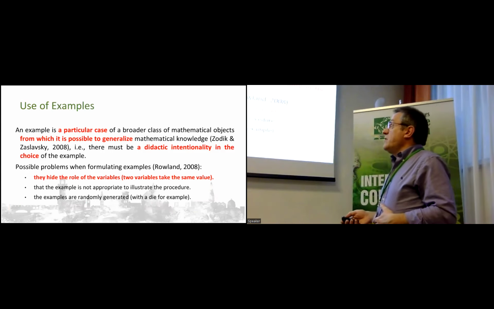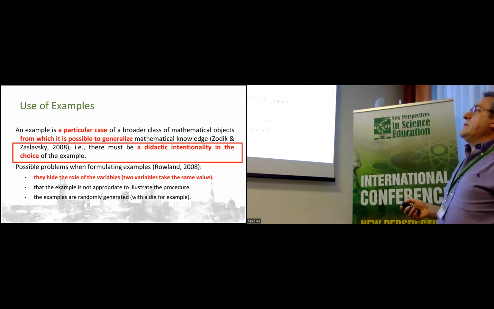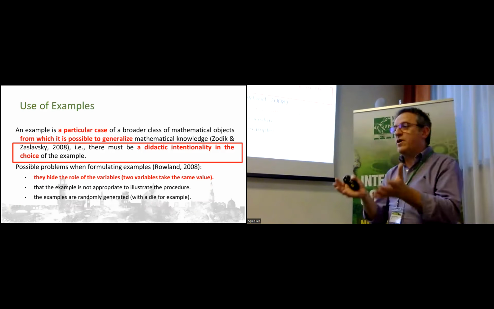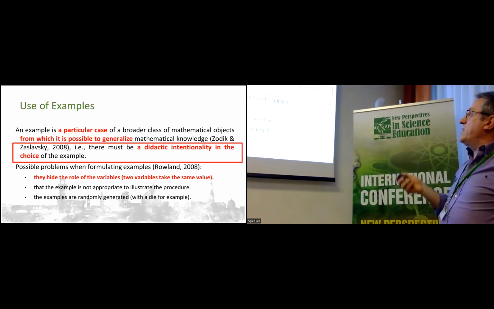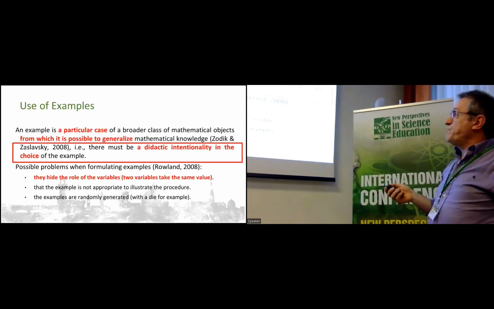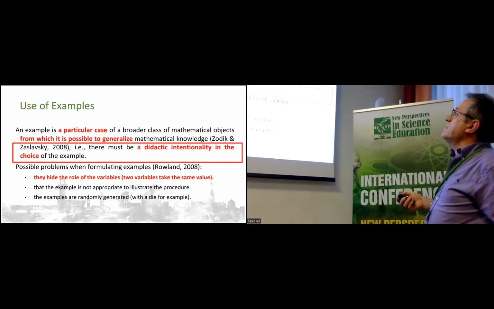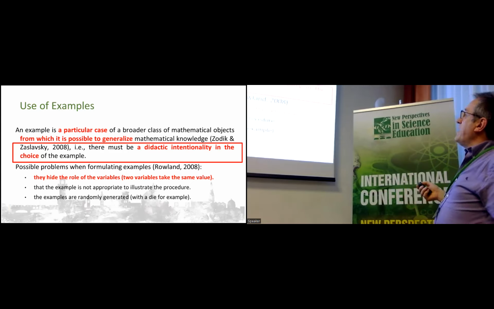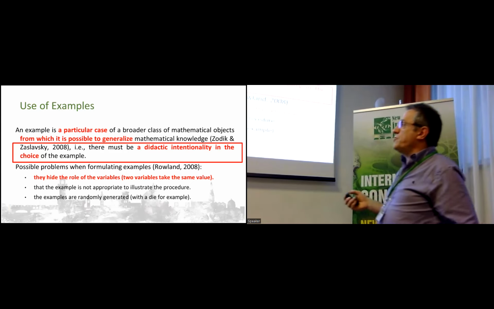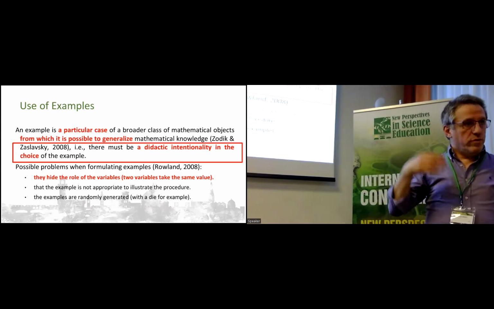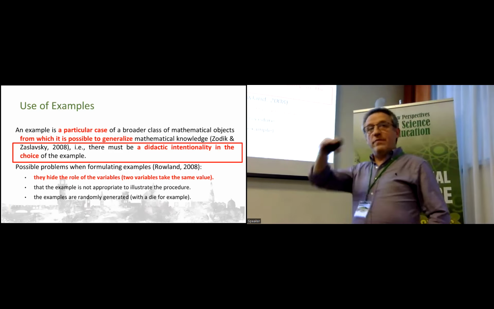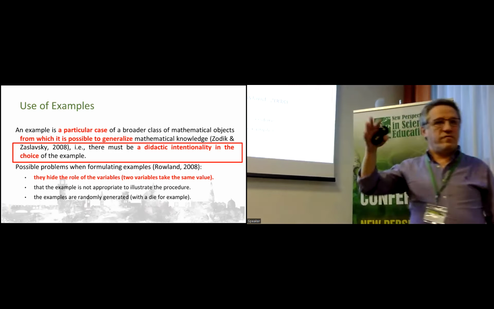So what about the use of examples? An example is a particular case of a broader situation, a mathematical object. And Zaslavsky says in this journal that there must be a didactic intentionality in the choice of the example. So when you are a teacher, you cannot choose randomly the example you give in class.